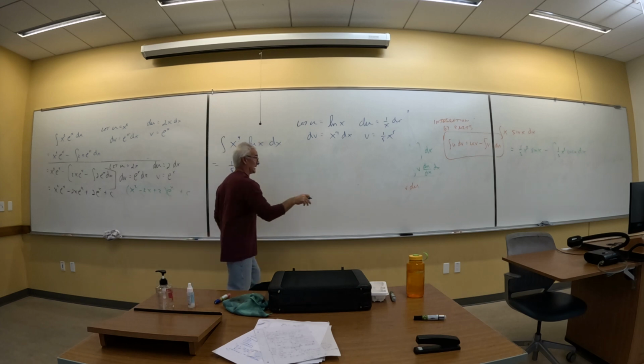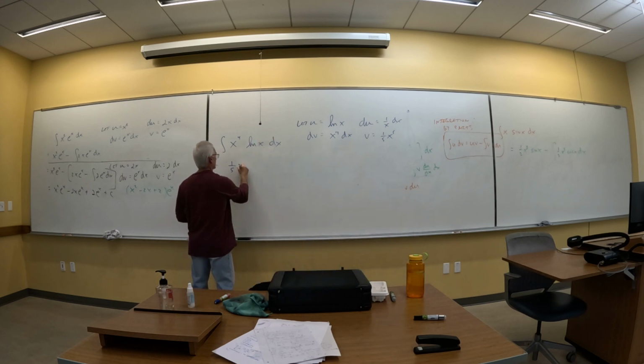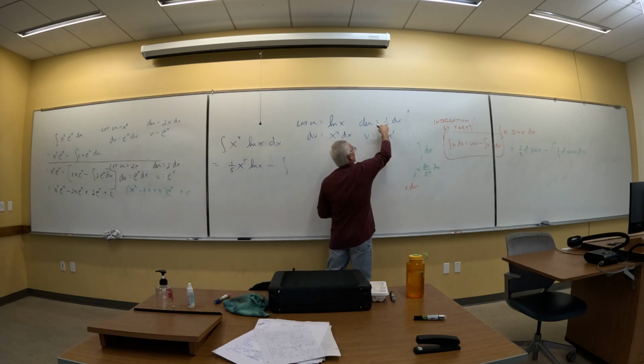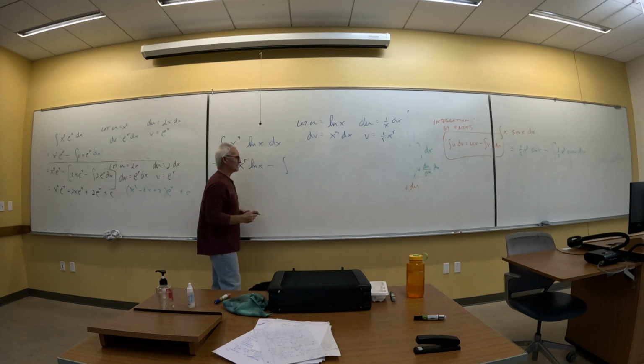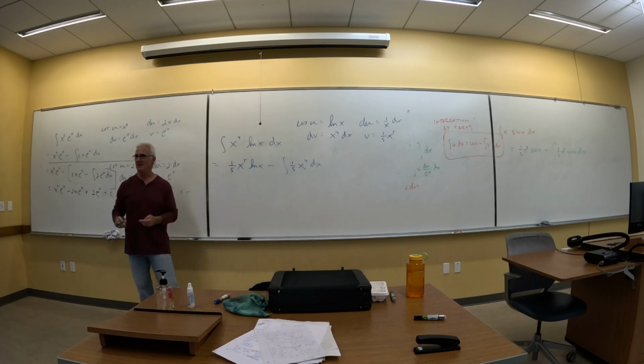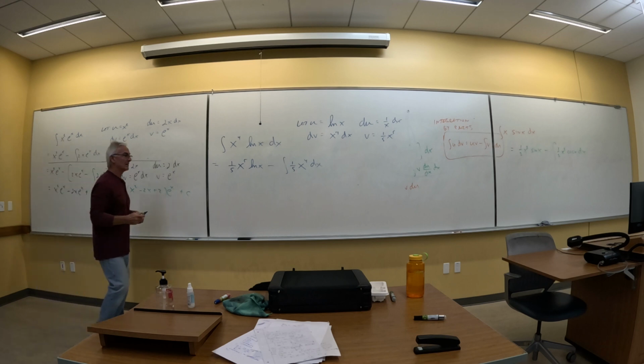Actually, I'm going to put the x to the fifth first. I think it reads better. Minus the integral of v du. What is that? x to the fourth. Wait a minute, there's no more log in my answer, is there? Is that a good thing? That's a really good thing. I can integrate that one easily.